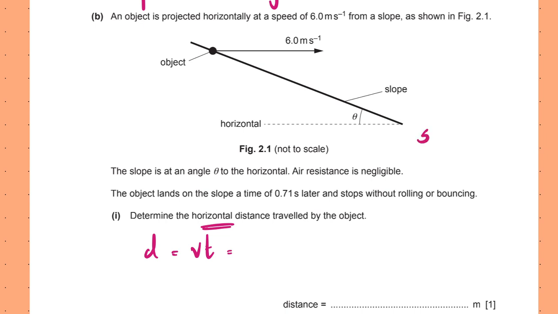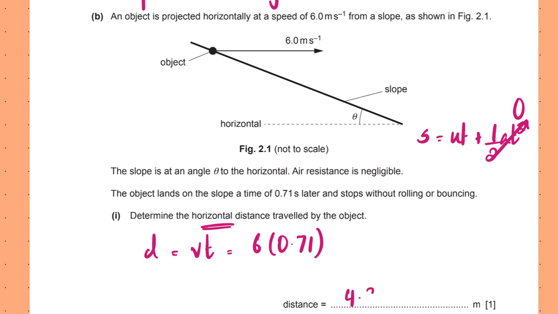And if you think about it, it's a simplified form of this equation, ut plus half at square. Because there's no acceleration, acceleration is 0. So this entire term becomes 0, and this is basically this expression. So speed is 6, time is 0.71. You multiply this to get distance as 4.3 meters.